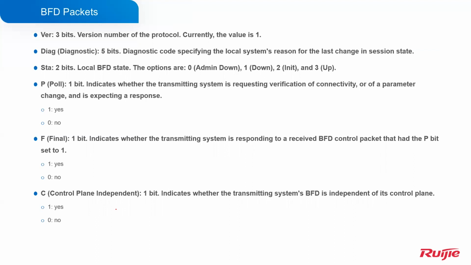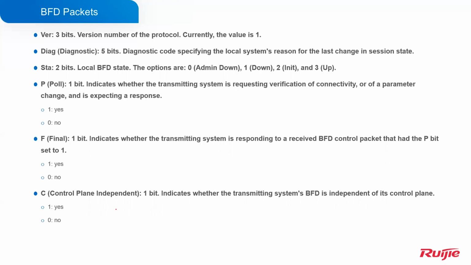The first field, VER, is the version, which is 3 bits long. It's the version number of the protocol. Currently, the value is 1, right? And DIAG is a diagnostic code specifying the local system's reason for the last change in session state.